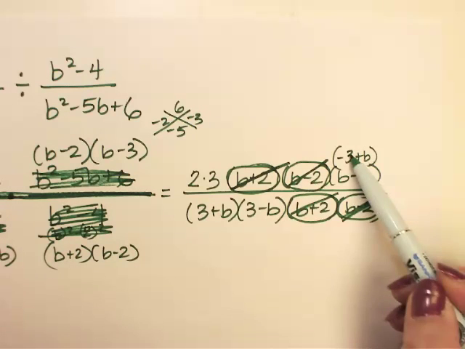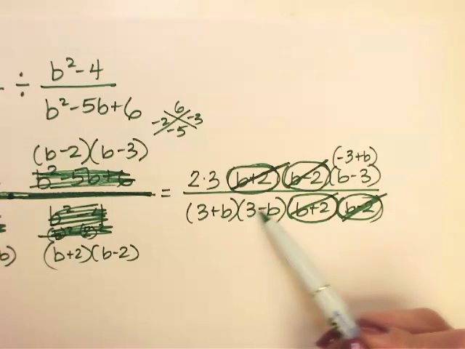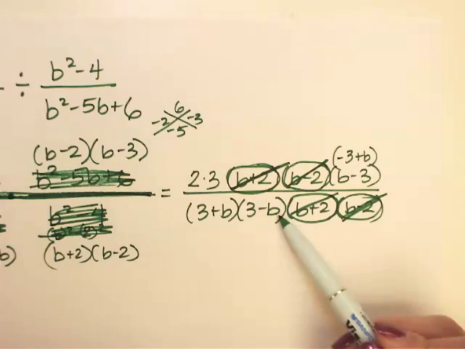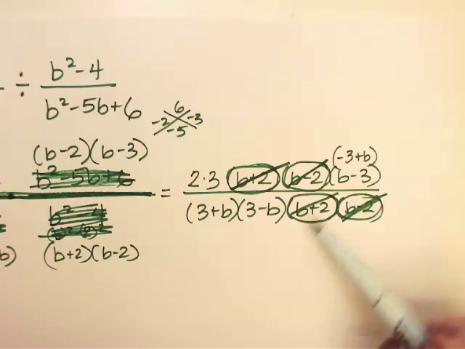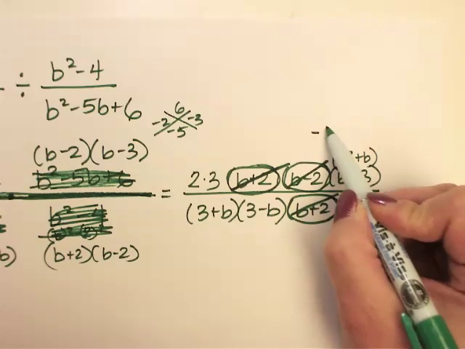Now, the only difference is if you take a look at the signs. This is a negative 3, this is a positive 3. This is a positive b, this is a negative b. You notice they're only off by a negative? Could I factor out a GCF of negative 1?